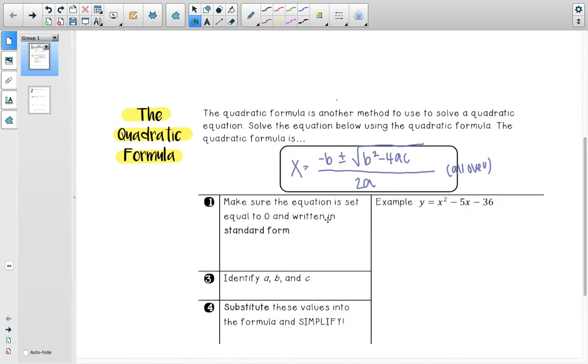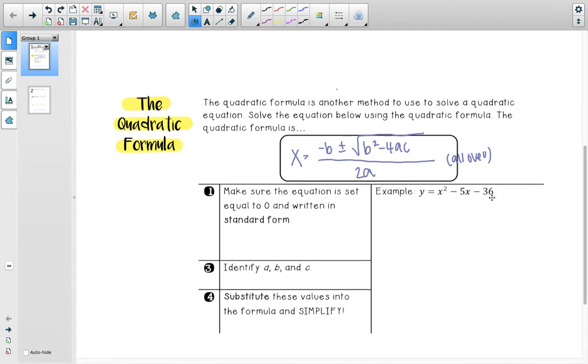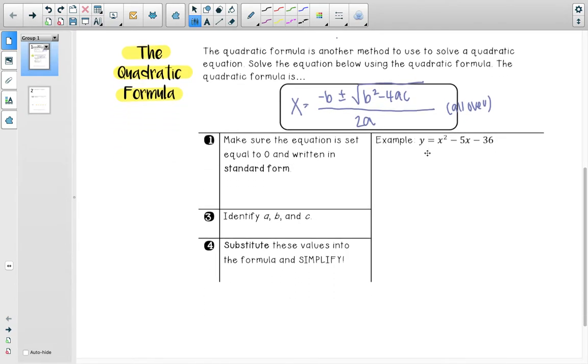So step 1, it's written in standard form, meaning x squared goes first, x, and then the constant. And then step 2 is we've got to figure out the a, b, and c. And we've been doing this, and I've been wanting to do this because I wanted to make sure we were set up for success here. A goes with x squared, b goes with x, c goes with a number. So the coefficient in front of here is 1. B has a negative 5 in front of the x, so the coefficient is negative 5, and the constant is negative 36. Okay, so we have A, we have B, and we have C.